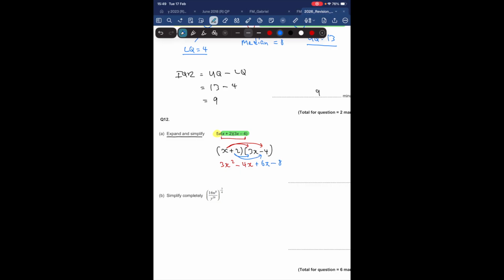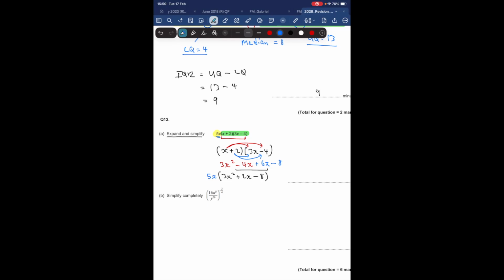If I collect up the like terms, I can't do anything with the 3x squared. That's going to be 3x squared. Minus 4x plus 6x are the like terms. If we add them up together, we're going to end up with plus 2x. And then we're going to have minus 8 at the end. I'm going to put that in a bracket. And then I'm going to bring down the 5x, which was the term at the very beginning.